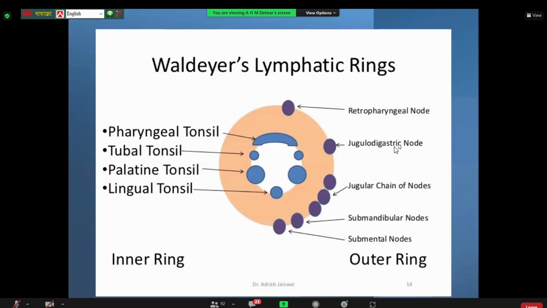Jugulodigastric lymph node. What is this? It is the draining lymph node of the palatine tonsil, jugulodigastric lymph node. It is half an inch below and behind the angle of the mandible. And there is a jugular chain of nodes around the internal jugular vein. There are submandibular lymph nodes and submental lymph nodes. So you know about it. There is an inner ring and there is an outer ring.